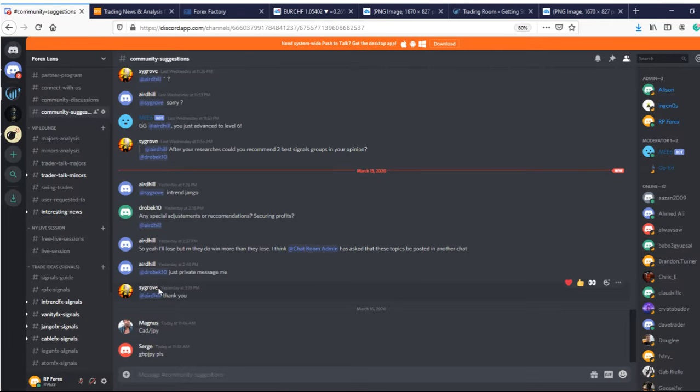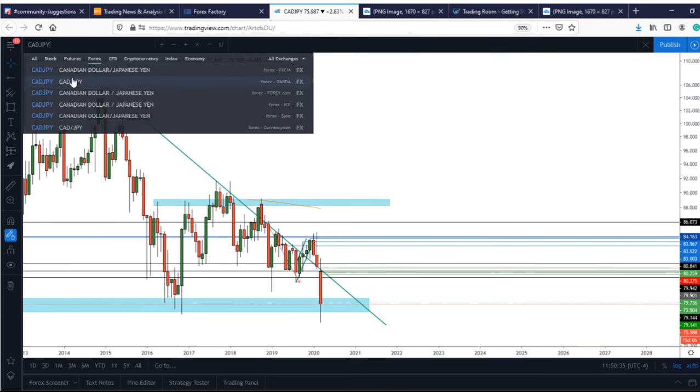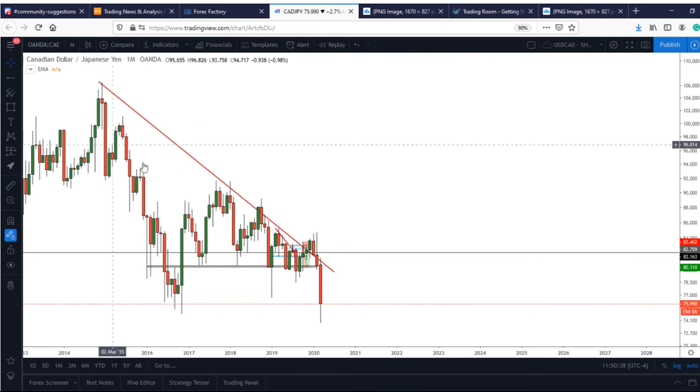So CAD yen is just chilling at support. It's not really doing too much. It's a major support, so I understand why. This is our chart for 2020. So let's take a look.